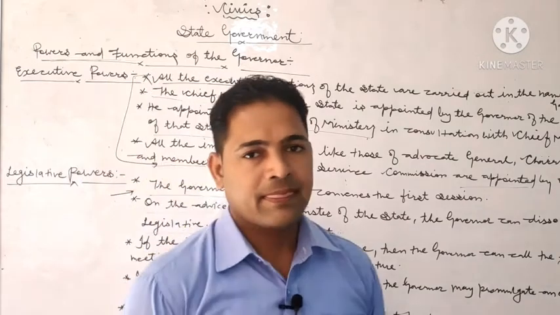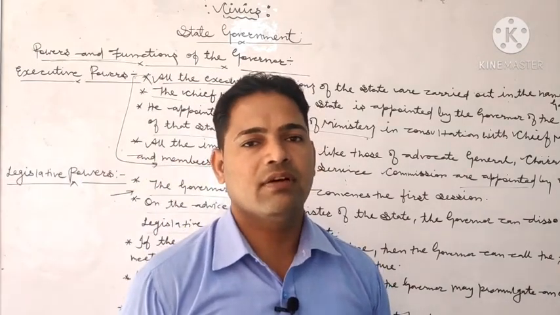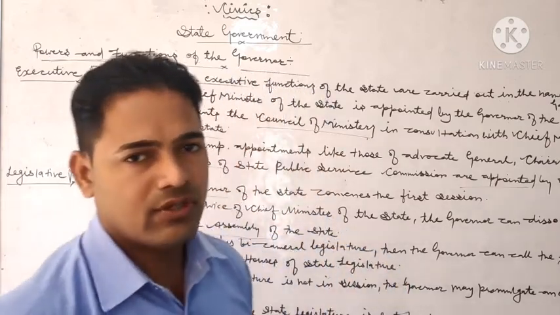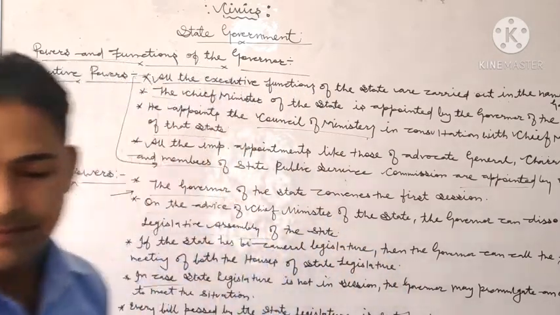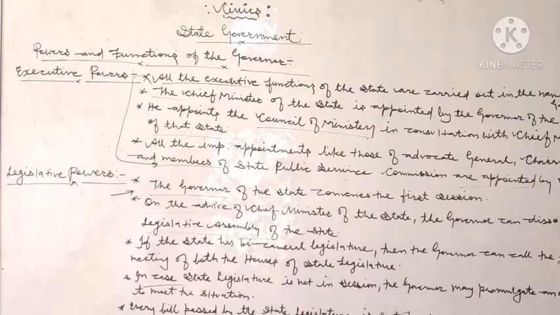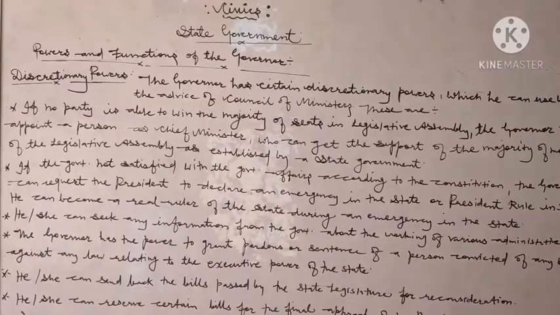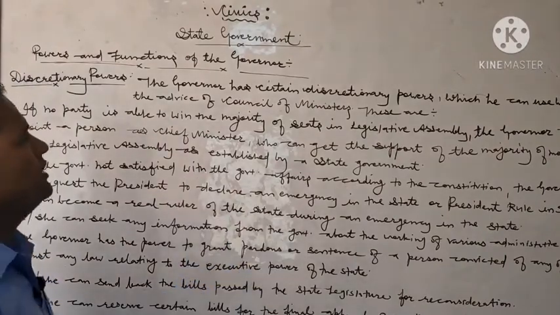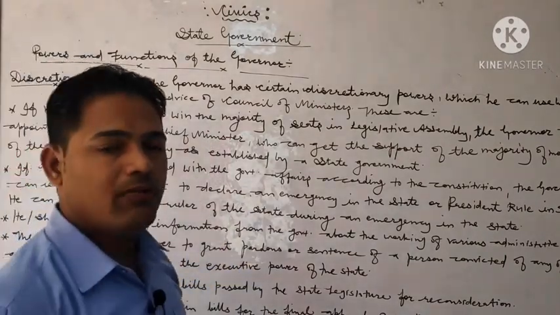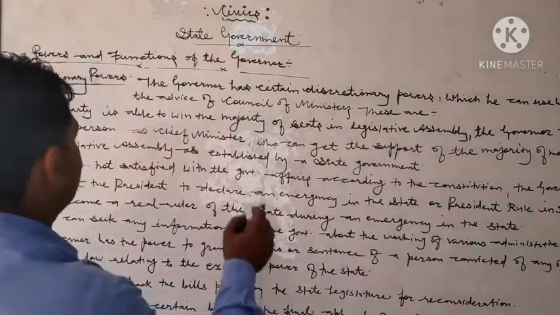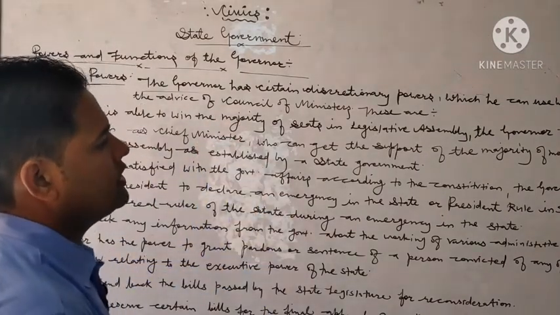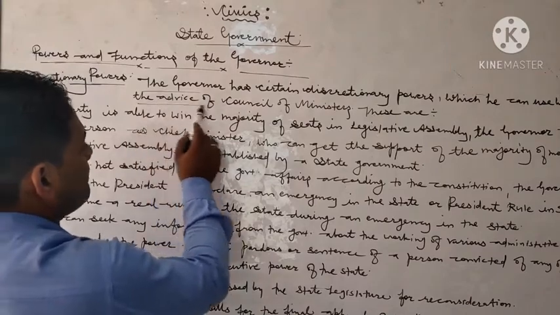Now the next powers for the governor are the discretionary powers. Okay, so you see here, my dear student, about the discretionary powers. First of all you should know what kind of powers are known as discretionary powers. The governor has certain discretionary powers which he can use without the advice of the council of ministers.